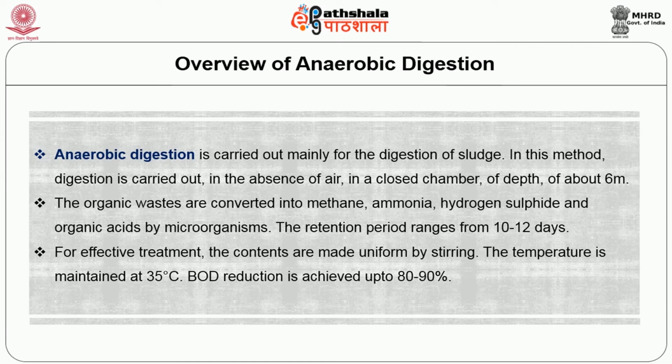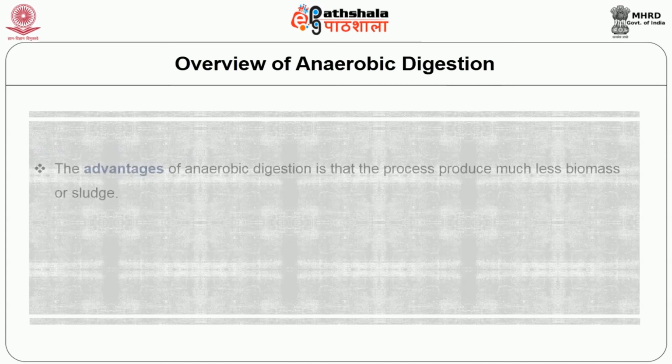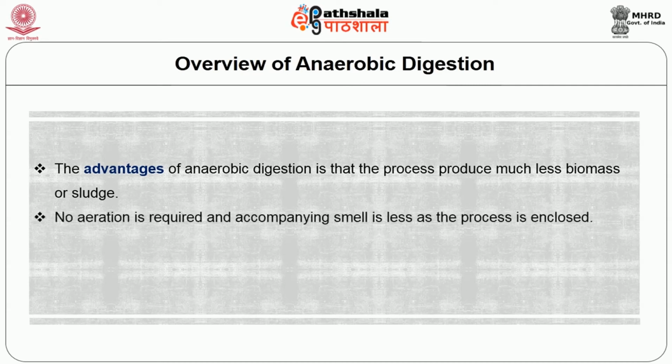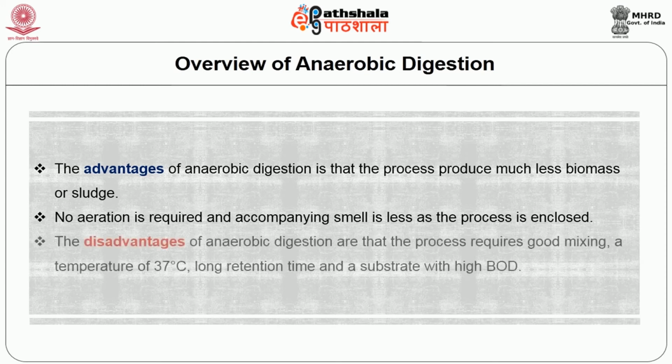For effective treatment, the contents are made uniform by stirring. The temperature is maintained at 35 degrees centigrade. BOD reduction is achieved up to 80 to 90%. The advantages of anaerobic digestion are that the process produces much less biomass or sludge. No aeration is required and accompanying smell is less as the process is enclosed.